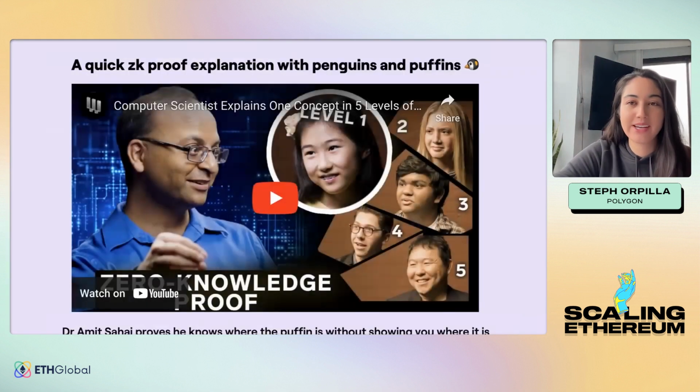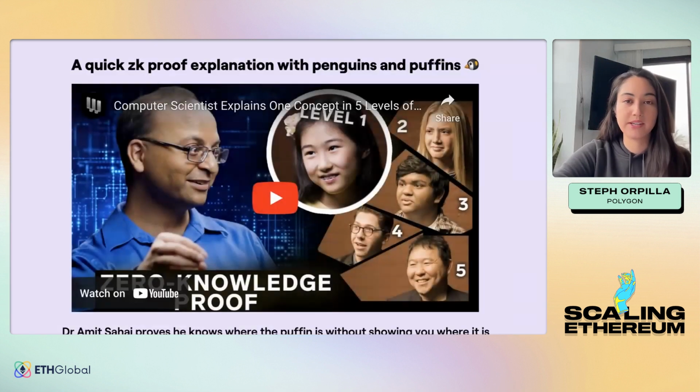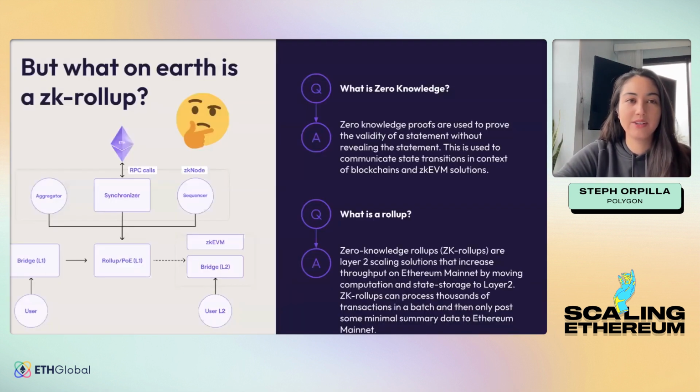Okay, so that example was just to show you that this mathematician can prove that he knows where the puffin is, and prove to you that he knows that information without actually revealing it. So that's kind of like the basis of ZK, and that's how I like to think about it. So what is a zero-knowledge rollup, or a ZK rollup? It's using ZK proofs, like what we just saw, to prove validity of a statement without actually revealing the statement. So we know that the scientist knows where the puffin is, and he didn't have to tell the little girl exactly where it was to prove to her that he knew where it was.